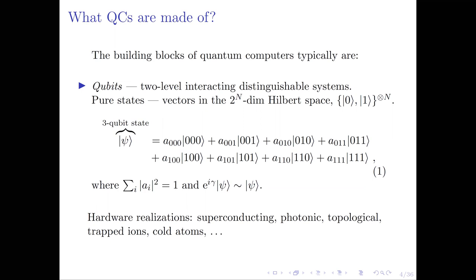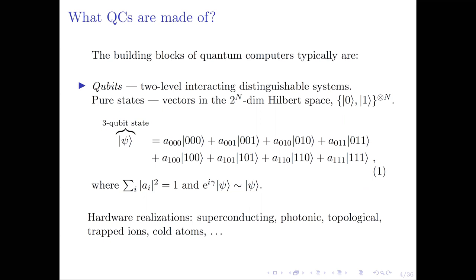The elementary piece of information, the elementary block of a quantum computer, the analog of a classical bit, is a qubit, which is just a two-level quantum system, such as, say, electron spin. And we have a whole bunch of these qubits, and they are all identical, distinguishable quantum systems, so we can enumerate them. And a pure state of this quantum system is just a vector in a 2 to the n dimensional Hilbert space. And of course, as usual, we have this normalization condition on amplitudes, and we ignore the overall phase.